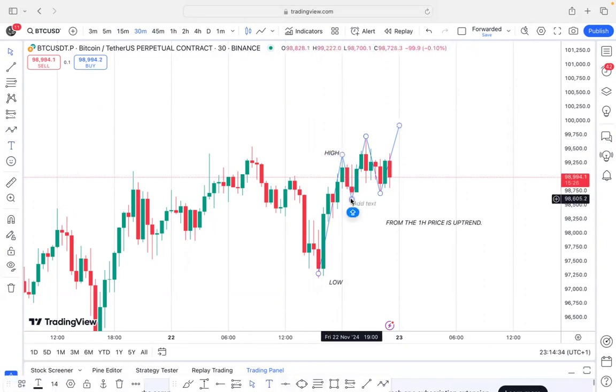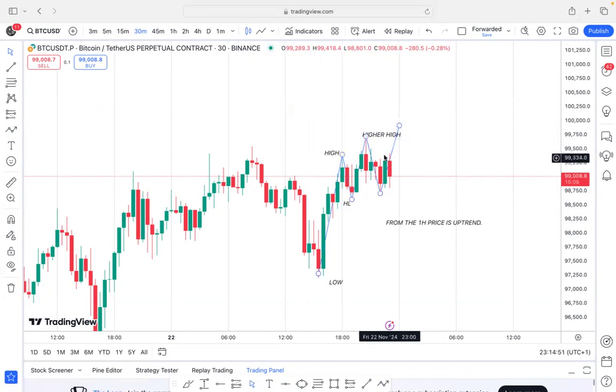Our higher low, because it's higher than the previous low, right? And so on and so forth. So our next one will be our higher high. Now, after the higher high, we expect that price comes back a little bit down, which it has done. It came back to this point to create a new higher low, which we find our support.